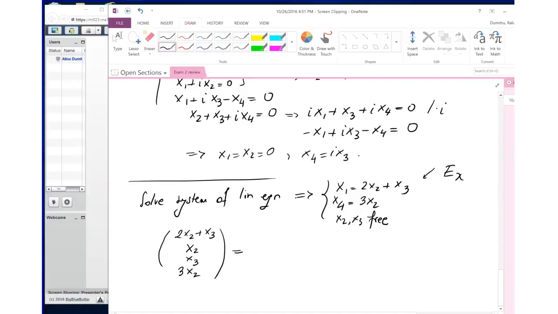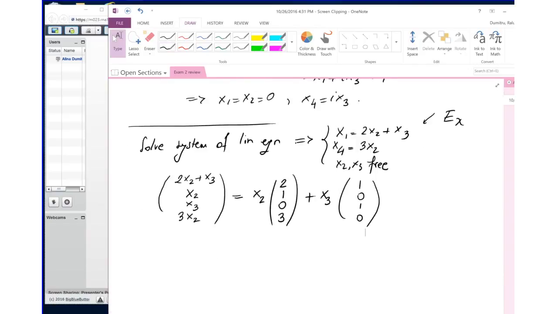You place everything in the solution, but then you have to break it into two vectors. One is the one containing x2, so it's x2 times (2, 1, 0, 3), plus x3 times (1, 0, 1, 0). Okay, so in this way you get the span of two vectors. So for short, the number of free variables of the system will give you the dimension of the eigenspace.